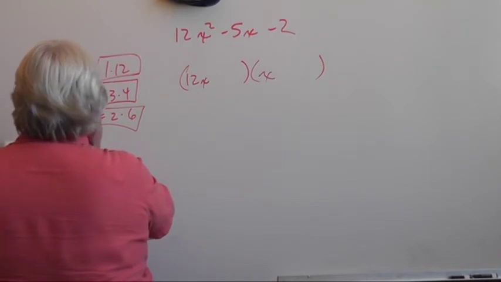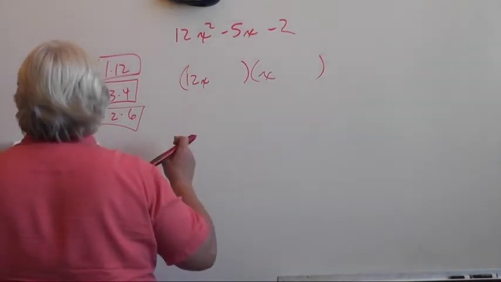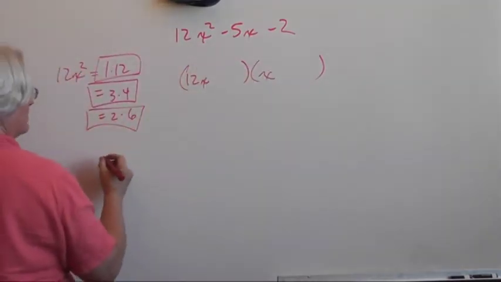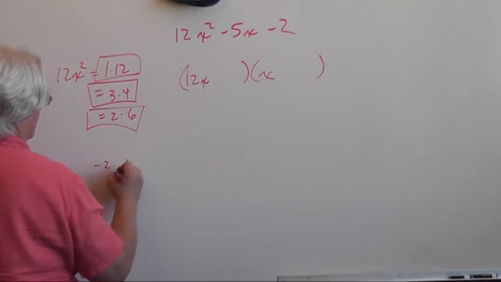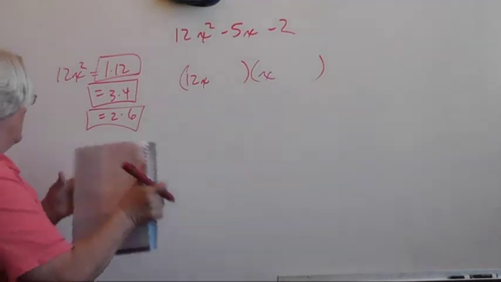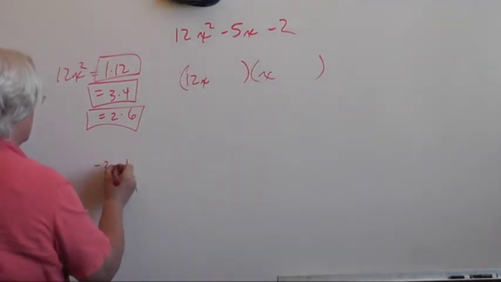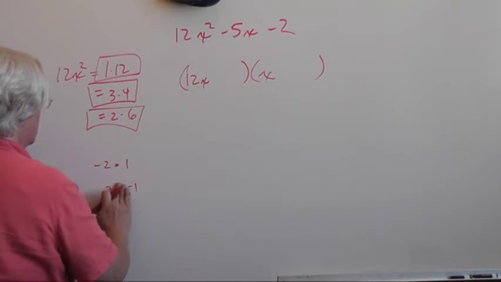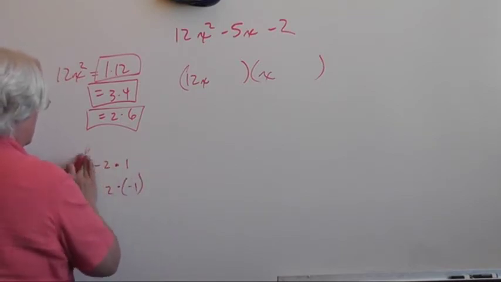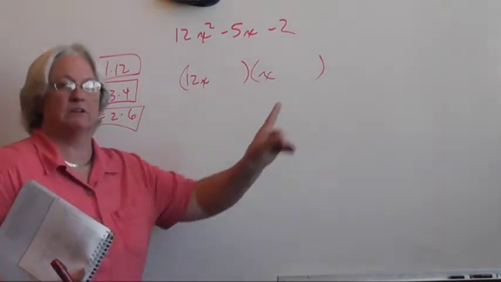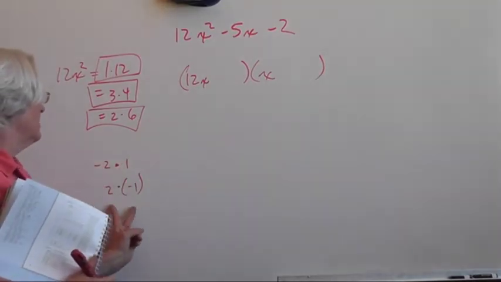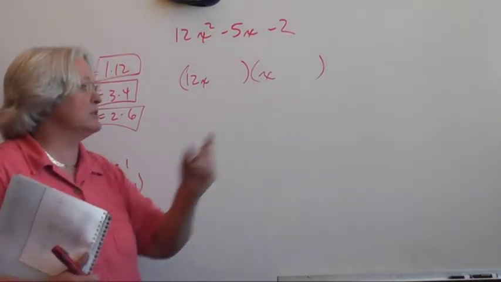Now, what are we going to do? Well, we have to factor the last term. How can we factor the last term? Negative 2 and 1, positive 2 and negative 1. Why am I doing it this way? Negative 2 times 1, or 2 times a negative 1. The reason I did that is because this last term here is negative, so the factors are going to have to be, 1 is positive and 1 is negative.